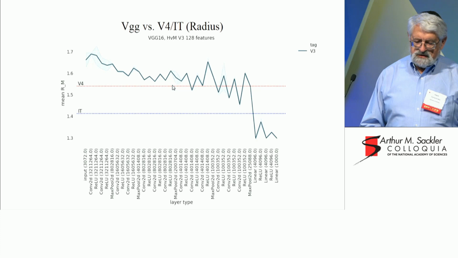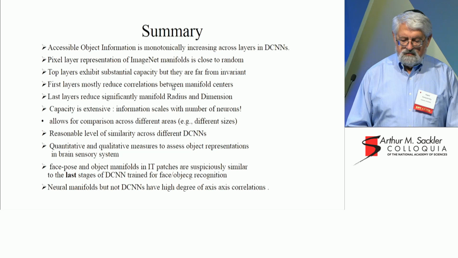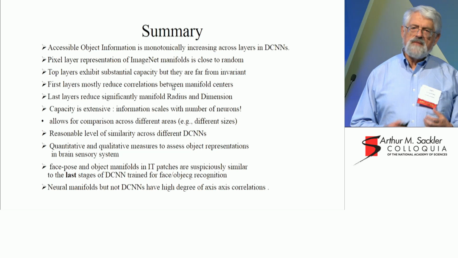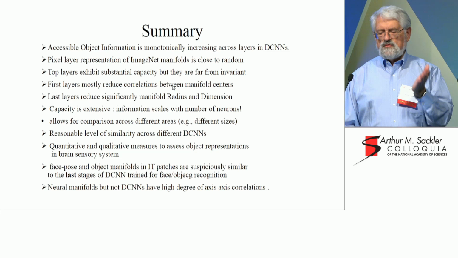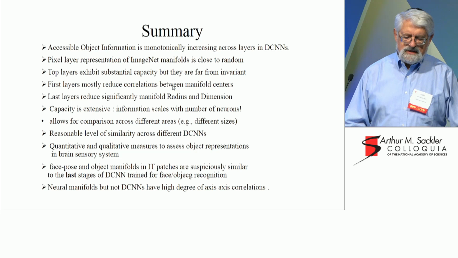So let me then summarize that among our findings is that accessible object information, that capacity, number of manifolds that can be linearly separable per neuron in a layer, is monotonically increasing across layers in deep convolutional networks, and they also seem to increase when we compare lower level to higher level visual areas, to the extent that we have the data.